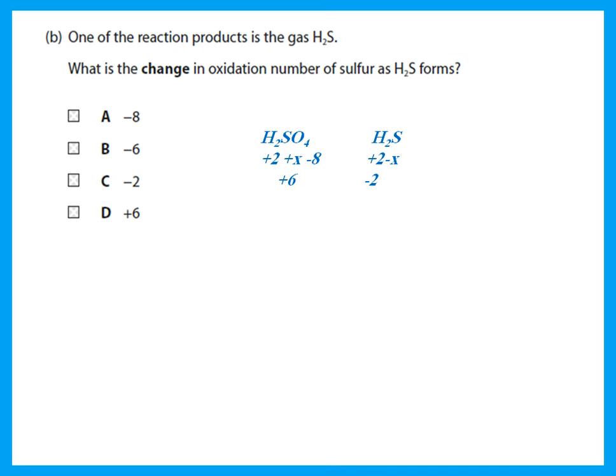So we started with sulfuric acid, in which the sulfur has oxidation number +6. We ended up with H2S, in which the sulfur has an oxidation number of -2. So what is the change? Going from +6 to -2, that is a change of -8.